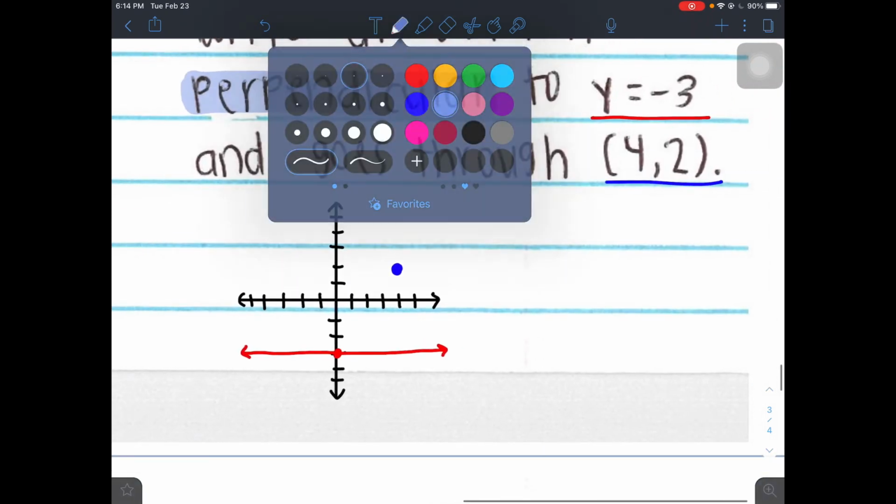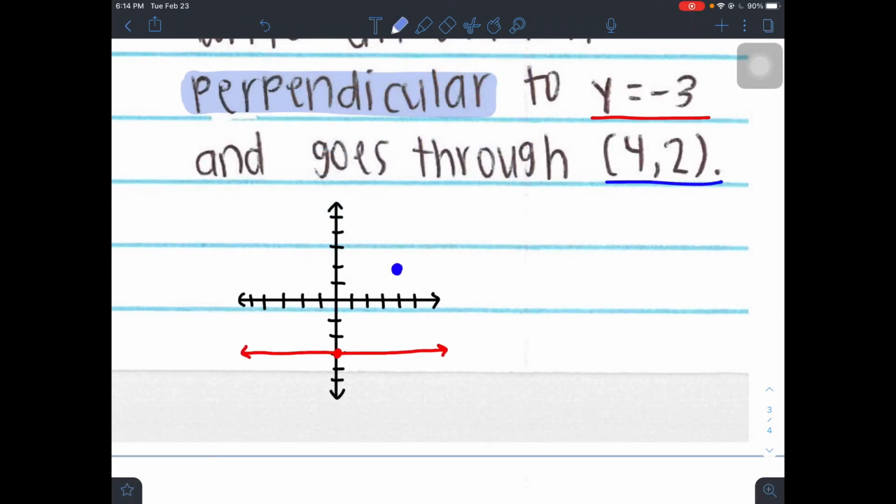Now we want it perpendicular, which means we do want them to cross at a 90-degree angle, and we want it to go through that blue point, which means this line is going to be a vertical line. Now, how do you write the equation of this line? Well, this purple line goes through the x-axis, so it's going to be x equals, and it goes through the x-axis at +4. So it's x equals 4.